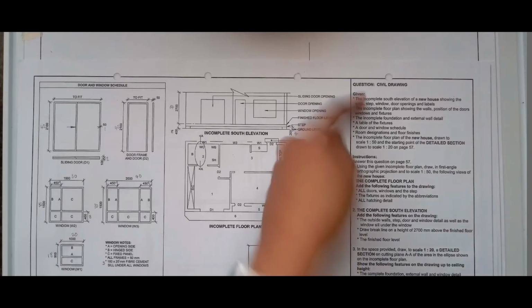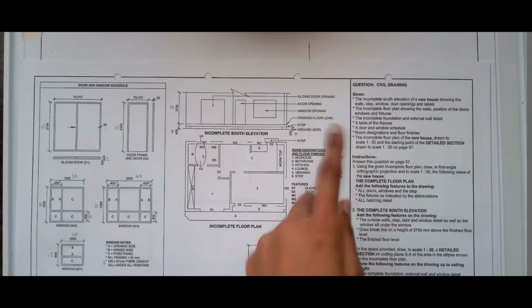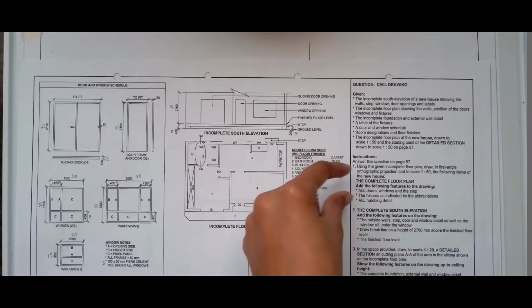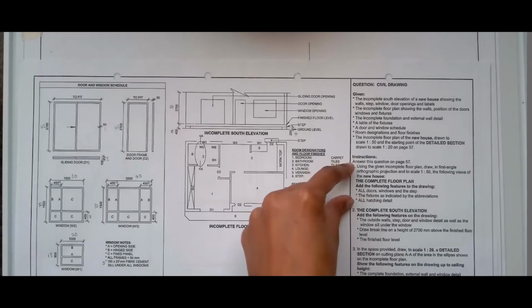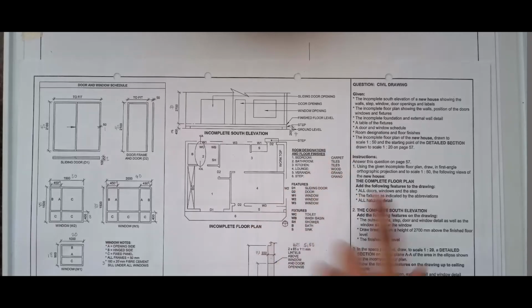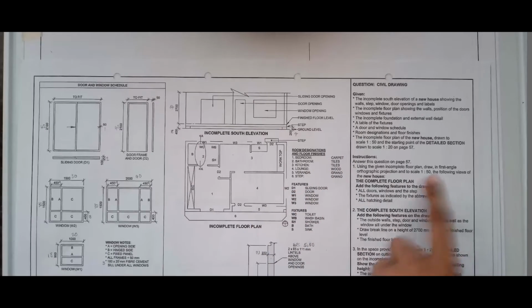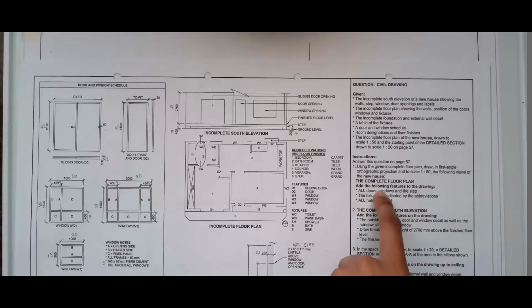As you can see, they are your instructions, and I will start by looking at the instructions for the floor plan because I'm going to start with it. For the floor plan, we have to draw using scale 1:50, and complete the floor plan by adding doors, windows, and the step, and then fixtures, also hatching detail.